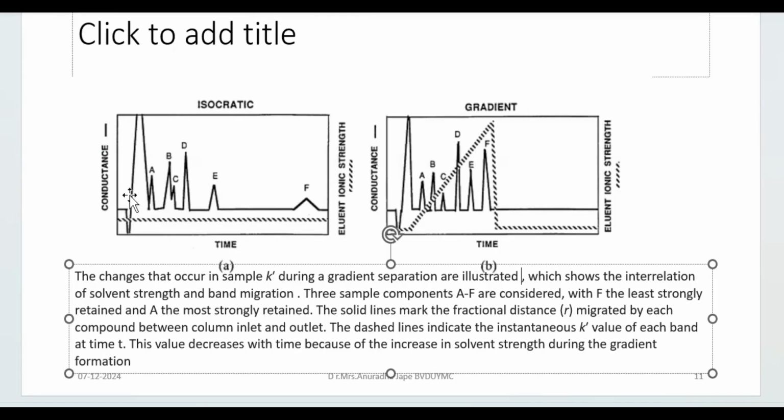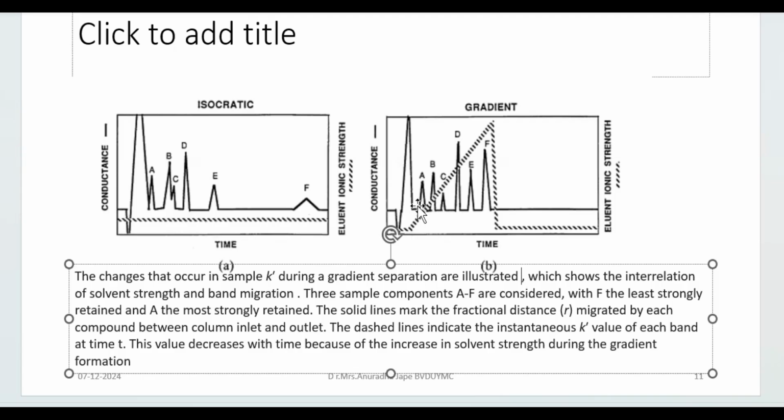Here you will see A, B, C are fast eluting compared to E, and F is the last one to elute. At the end you are seeing a lot of time is required. Here it is not the case. A to F all have come out in half the time of the reaction. That means this gradient elution is giving us better efficiency.